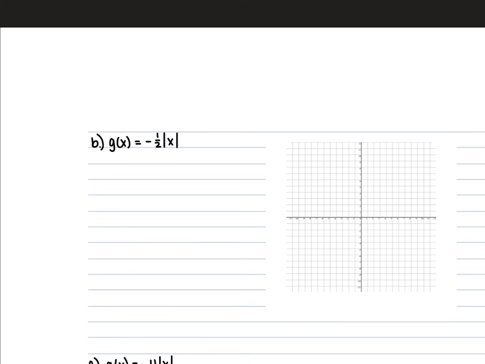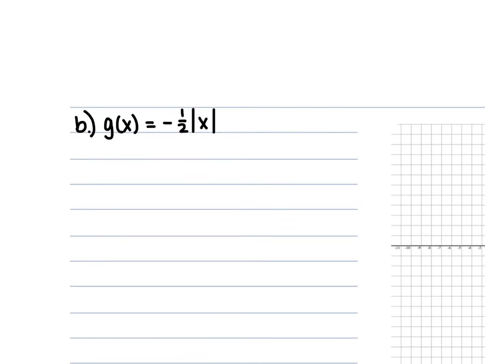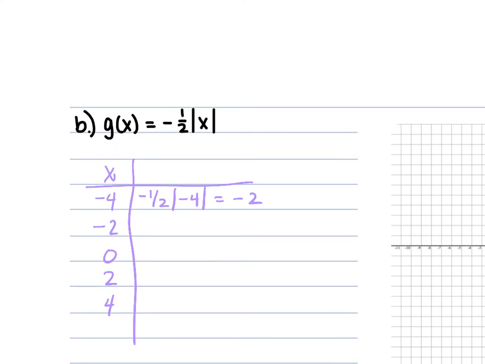For B, we have g of x is equal to -1/2 times the absolute value of x. So again, I'm going to pick values that are going to give me whole numbers. So I can pick something like -4, -2, 0, +2, and +4. So it's going to be -1/2 times the absolute value of -4. -1/2 times 4 is -2.